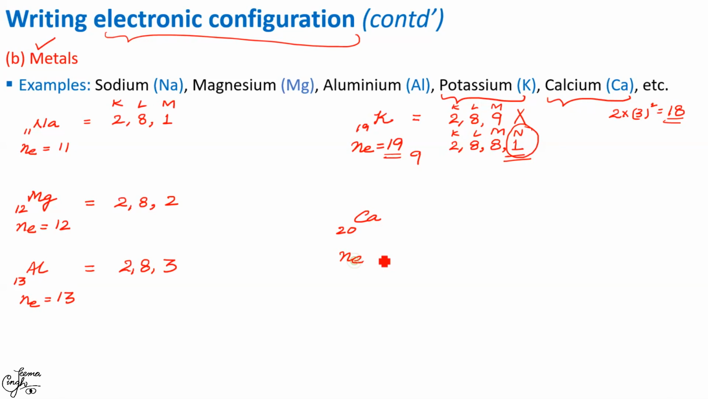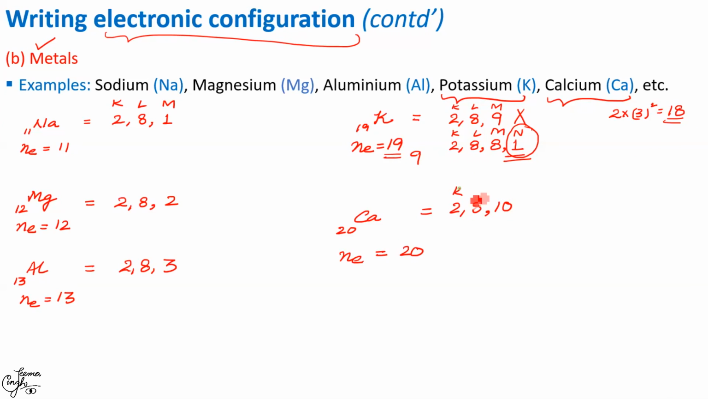Therefore, the number of electrons in calcium is equal to 20. Again, for the electronic configuration, if we go by the similar pattern as potassium, I'm going to write here 2, 8, and 20 minus 10, we have 10 electrons remaining. I can put them in the M shell because M can have a maximum of 18 electrons.